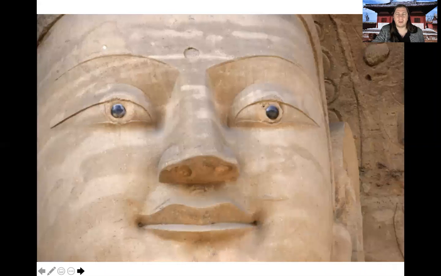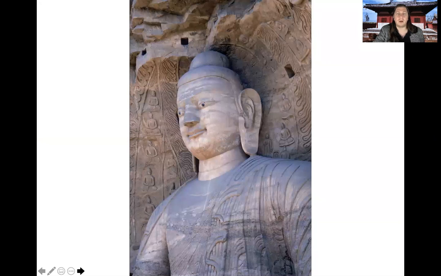It's very stylized and simplified. He has a serene expression. In this image, you can see that he has elongated earlobes. That is again because he grew up as a prince and he would have worn heavy earrings that stretched out his earlobes. He's got a simple monk's robe on that's stylized.